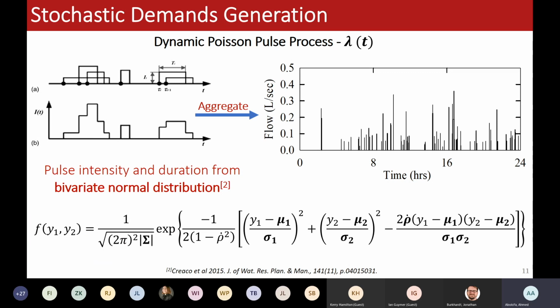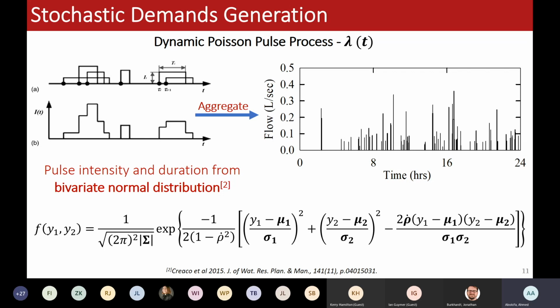But for simulating the residential flow demands, we used a stochastic demand generation model. We developed, or basically coded, this, and it is based on the work by Enrico Creaco from Italy. And this was actually built on the work of Buchberger from Cincinnati.